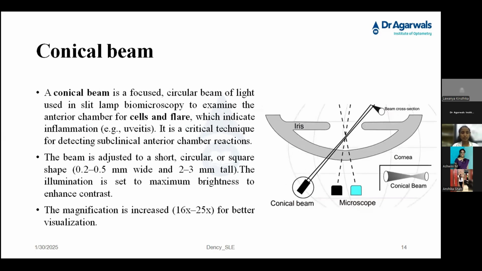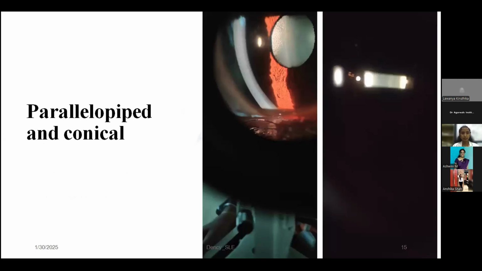Conical beam. A conical beam is a focused circular beam of light used in a slit lamp biomicroscope to examine the anterior chamber for cells and flare, which indicate inflammation. It is a critical technique for detecting subclinical anterior chamber reactions. The beam is adjusted to a short circular or square shape, and the illumination is set to maximum brightness to enhance contrast. The magnification is increased for better visualization. Parallelepiped and conical beam. With parallelepiped we can view the cornea in 3 dimensions.